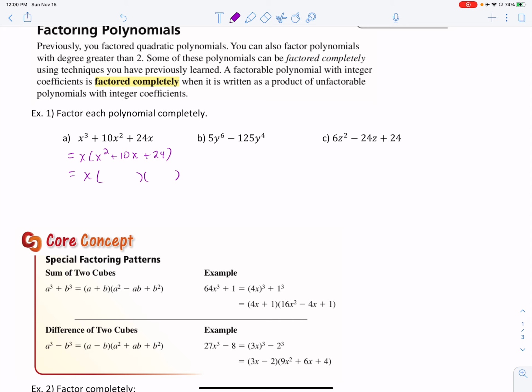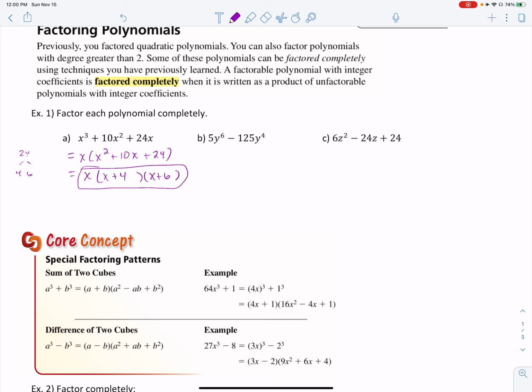When they're all positive, it's the easiest. It's two numbers that multiply to be 24, but add up to be 10. And that happens to be 4 and 6. 4 and 6 are factors of 24 that add up to be 10. So we have an x plus 4 and an x plus 6, and then box or circle your final answer.